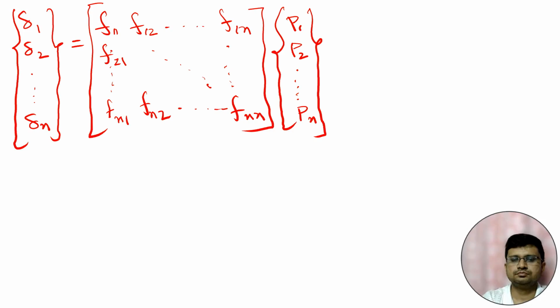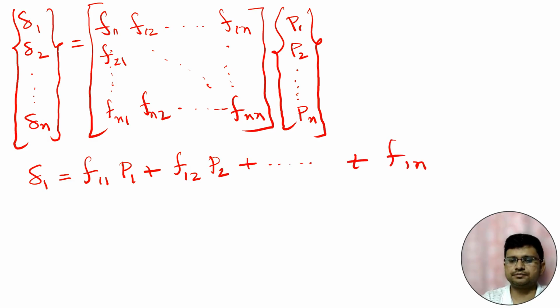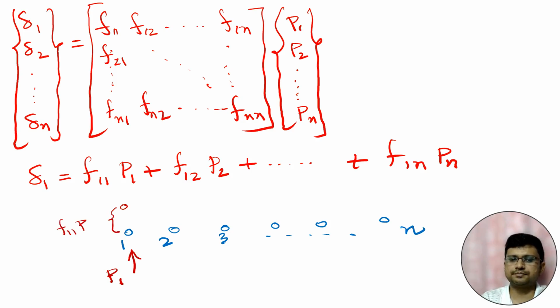Now, this is one flexibility matrix. Now what is delta 1? Delta 1 will be equal to F11 P1 plus F12 P2 up to F1n Pn. Suppose these are different nodes: this is node 1, this is node 2, 3 and up to node n. If we apply some force P1 at node 1, there will be displacement at different nodes. Suppose there is some displacement at node 1, and that displacement will be F11 P1.